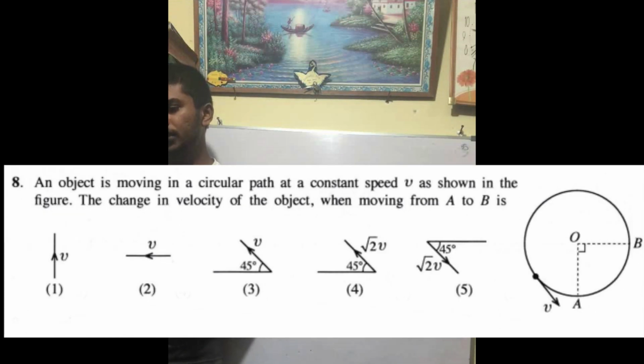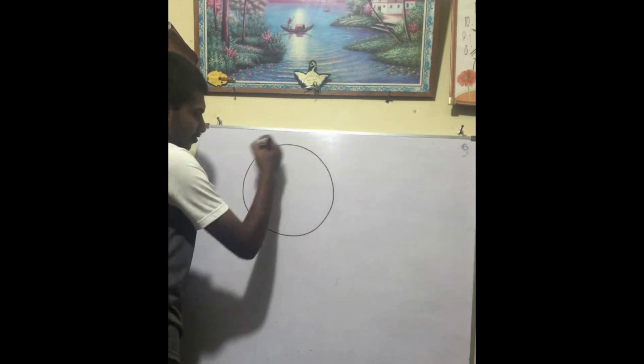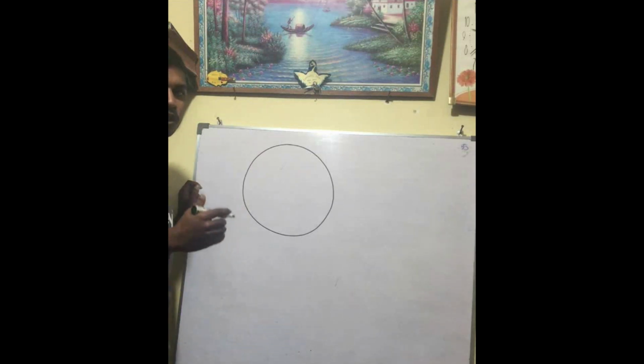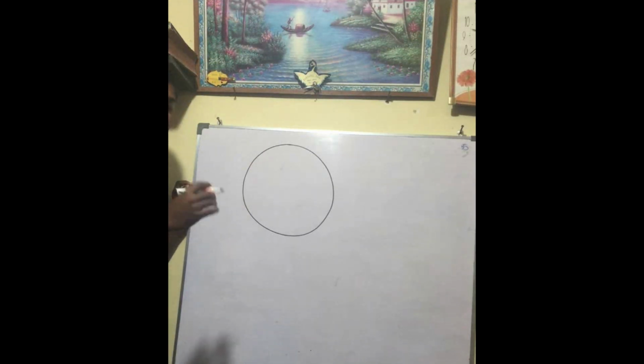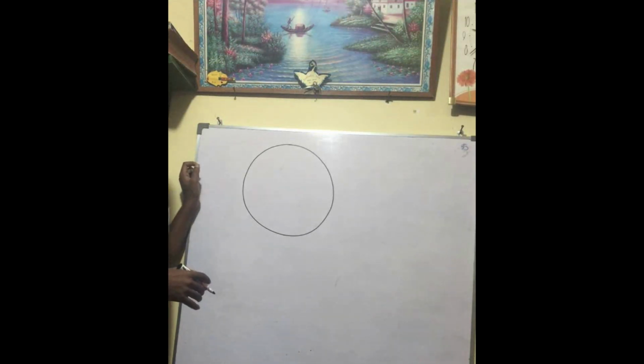So the next question is, an object is moving in a circular path at a constant speed v as shown in the figure. The change in the velocity of the object when moving from A to B is, right? So velocity is a vector, so it has direction and also magnitude. In these kinds of situations, you should consider a diagram and find your answer, right? If they are asking about speed, speed is not a vector, so there is no direction. You can directly say that by subtracting the magnitudes. But in the case of velocity, it's a vector, so you should consider the directions as well, right?